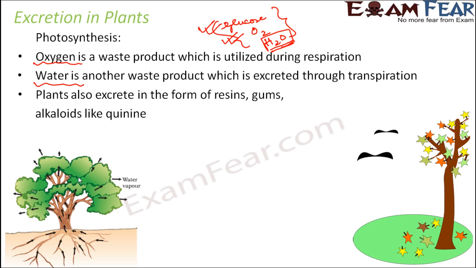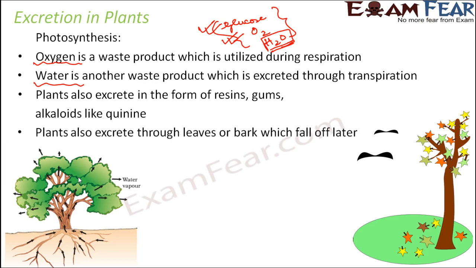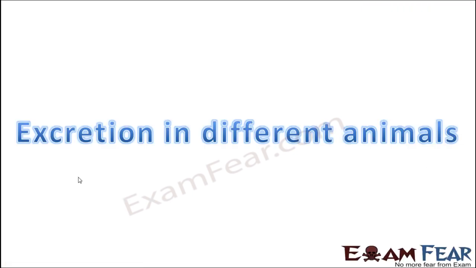Now plants also excrete in the form of resins, gums, and alkaloids like quinine. So these are the different ways by which plants excrete their waste products. Plants also excrete through leaves or bark which fall off later. You would have seen that during the fall season, many leaves fall down. There are many unnecessary or waste products of the plant which are stored in those leaves, and then the leaves themselves fall off. So excretion also takes place through leaves or bark which fall off in some time. These are some of the ways by which excretion takes place in plants.